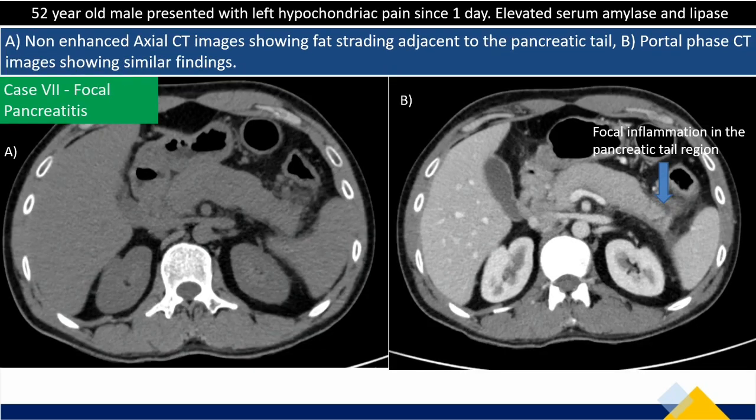52-year-old male presented with left hypochondriac pain since 1 day. There is elevated serum amylase and lipase. Non-enhanced axial CT images showing fat stranding adjacent to the pancreatic tail. Next image is portal phase CT. It is showing similar finding. There is mild fluid and fat stranding adjacent to the pancreatic tail. This is a case of focal pancreatitis.